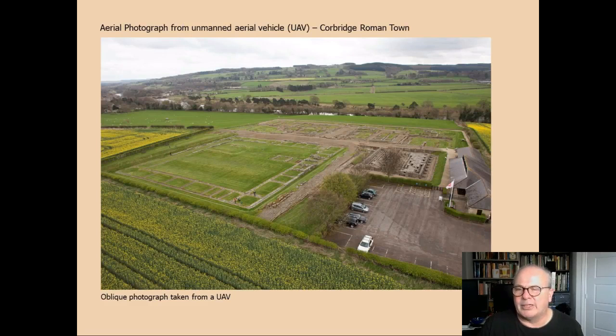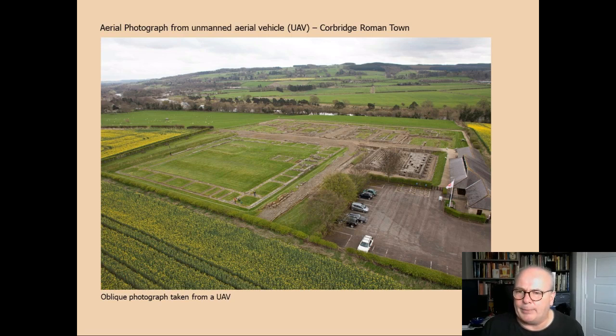You can also obtain oblique aerial photographs from UAVs. There have been quite a number of these done over Corbridge. This is an example of an oblique photograph taken from a UAV. Unlike the aerial photographs, it's taken from a much lower altitude. The lower the altitude, the higher the resolution of the image. So it would enable us to utilize those to create a surface model.